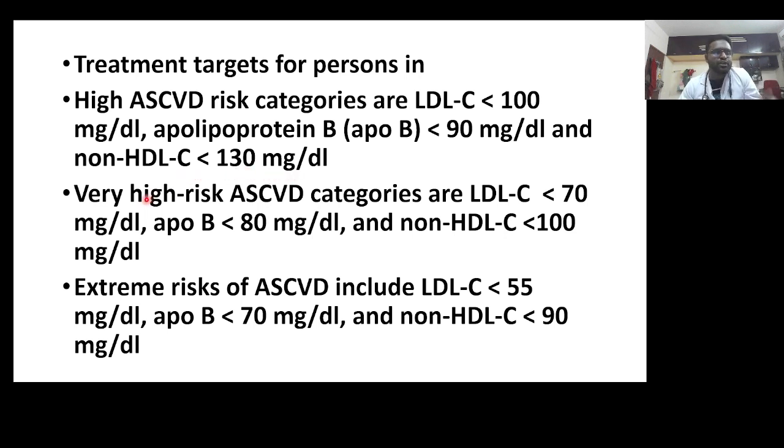If the patient belongs to very high risk ASCVD categories, we should maintain LDL-C level less than 70 mg per deciliter, ApoB level less than 80 mg per deciliter, and non-HDL-C level less than 100 mg per deciliter. If the patient belongs to extreme risk of ASCVD, we should maintain LDL-C level less than 55 mg per deciliter, ApoB level less than 70 mg per deciliter, and non-HDL-C level less than 90 mg per deciliter.